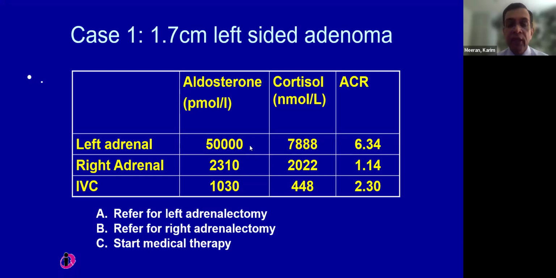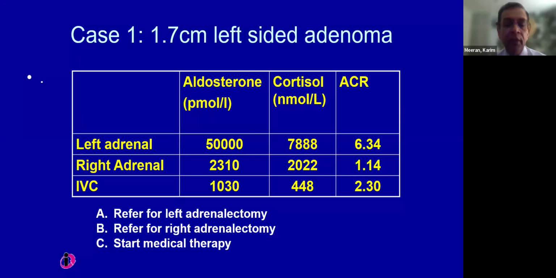Good. You then look at aldosterone and you work out the aldosterone to cortisol ratio. That's 50,000 divided by 7,000, which is 6.34. So that's higher than the IVC. But what really matters is the other side. And on the other side, the ratio is less than half of the IVC. So that tells you the right is suppressed.